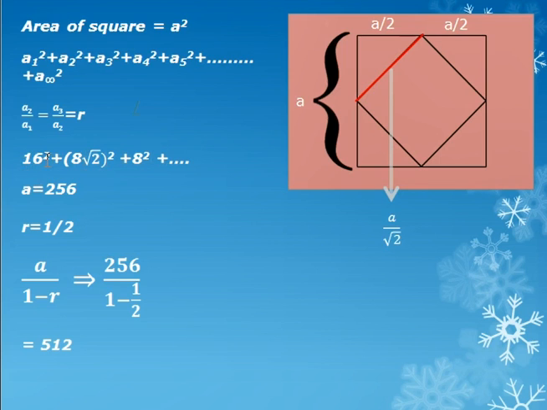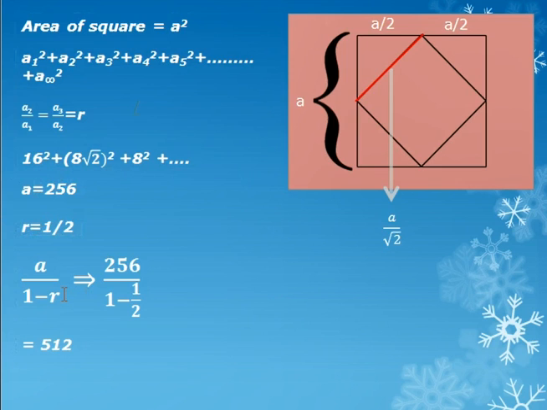And this is your geometric progression. So this is 256, this is 128. The common ratio is 1 by 2. This is 128 and this is 64. The common ratio is 1 by 2. And that's what we wrote here. Common ratio is 1 by 2, and the first term 16 square is 256.